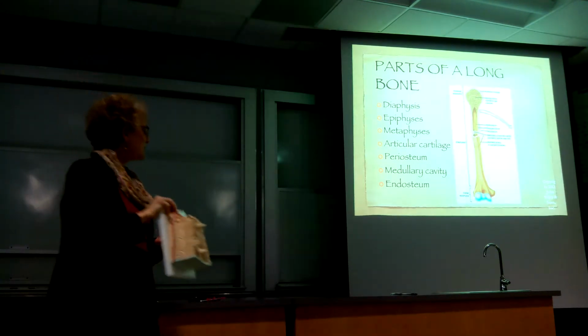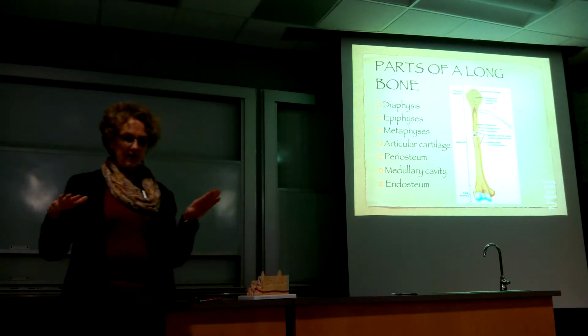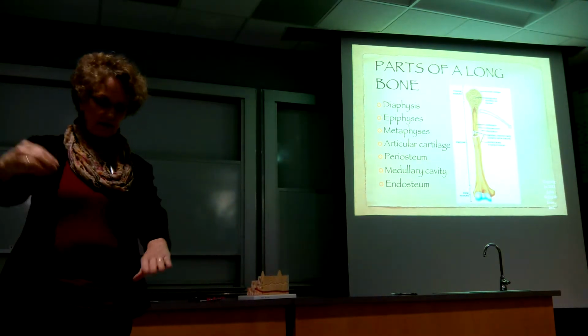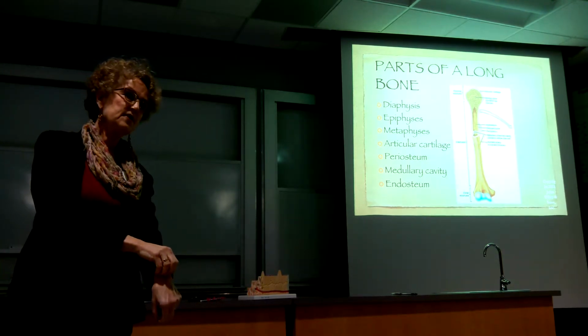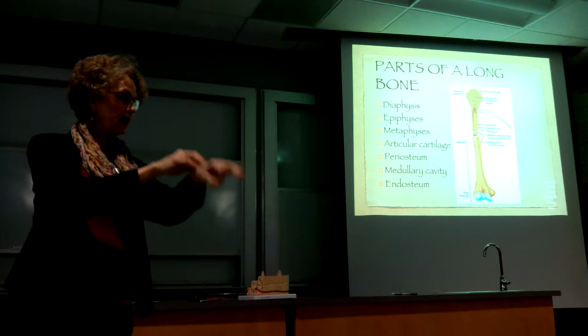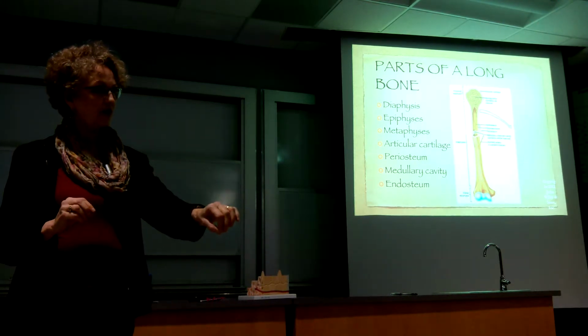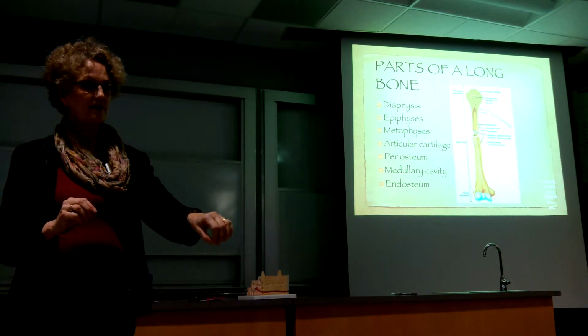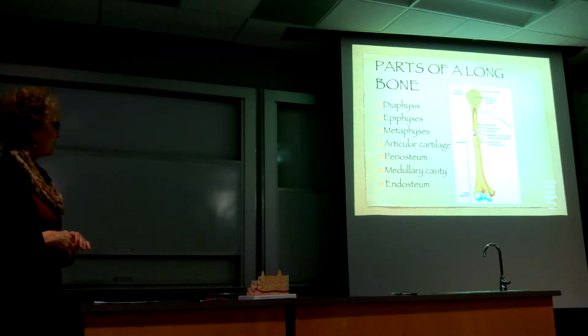So what is interesting to me about the periosteum is that our muscles have a tendon, and the tendon weaves itself into the periosteum, and the periosteum is woven into the bone. So this is how the tendons attach to the bone, via the periosteum. So it's a very important structure when you think about it like that.